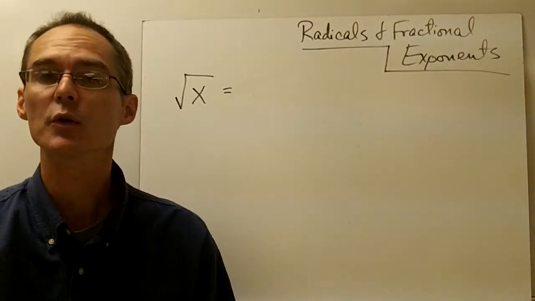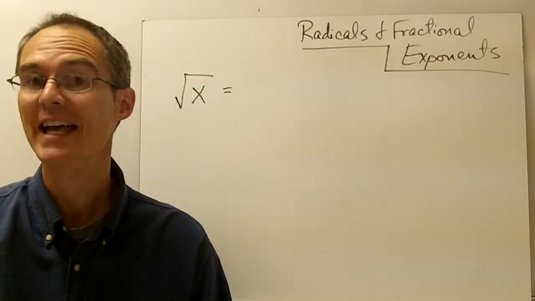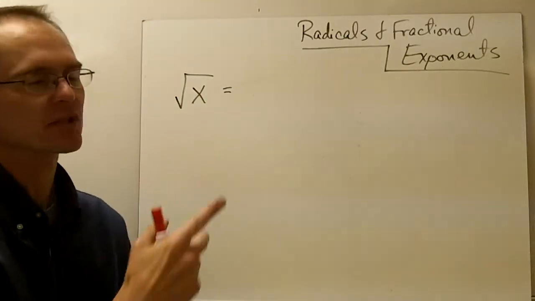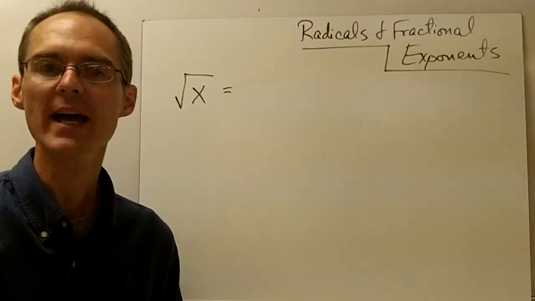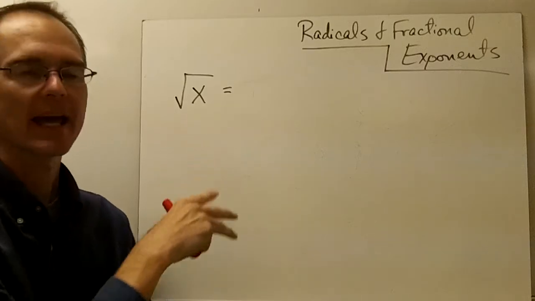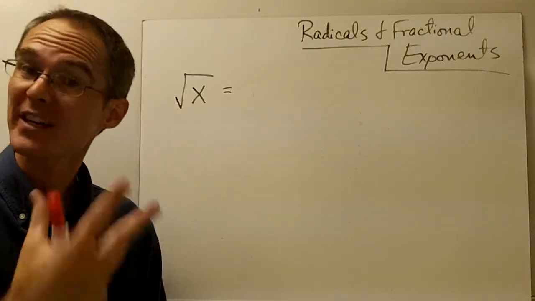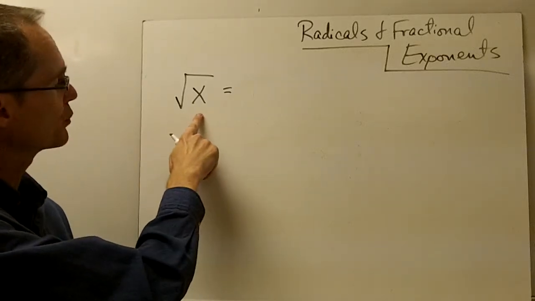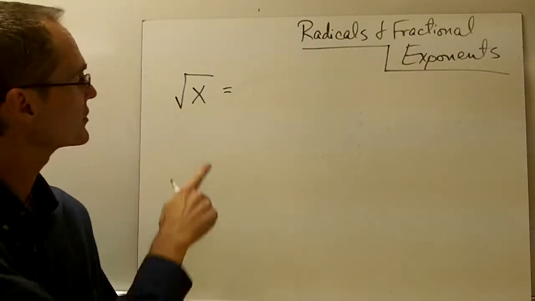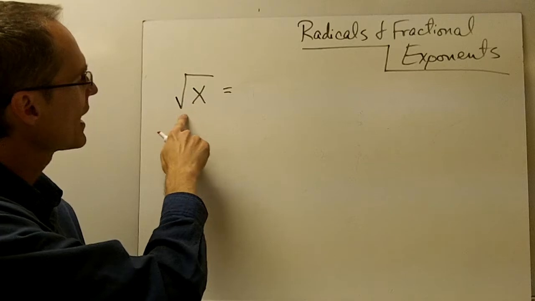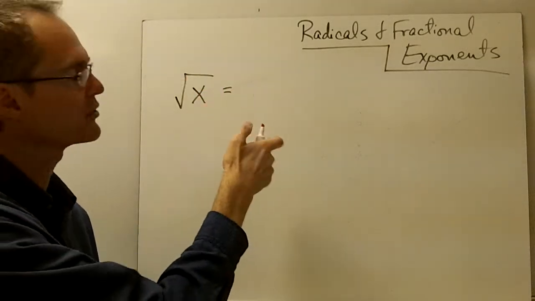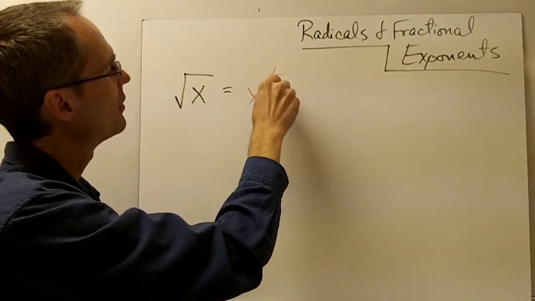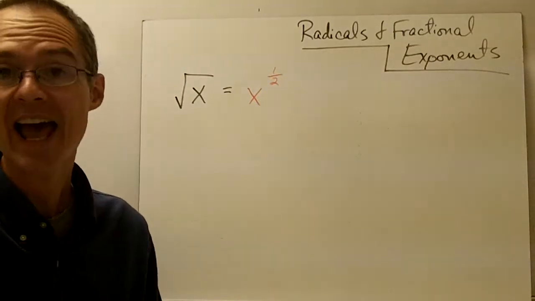Okay, this video is on radicals and fractional exponents. And when you're working with radical expressions, it turns out there's a very simple way to rewrite a radical expression so that it doesn't have the radical sign in it. So for example, if you have this radical expression right here, the square root of x, instead of writing it with the radical sign, you can write it like this: x to the power of 1/2.